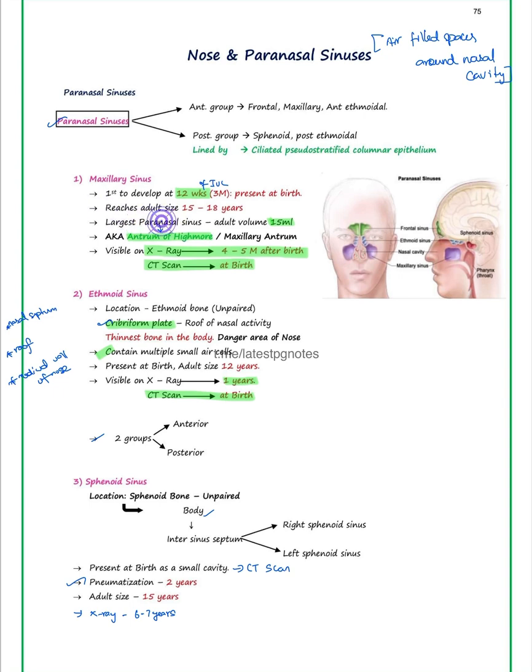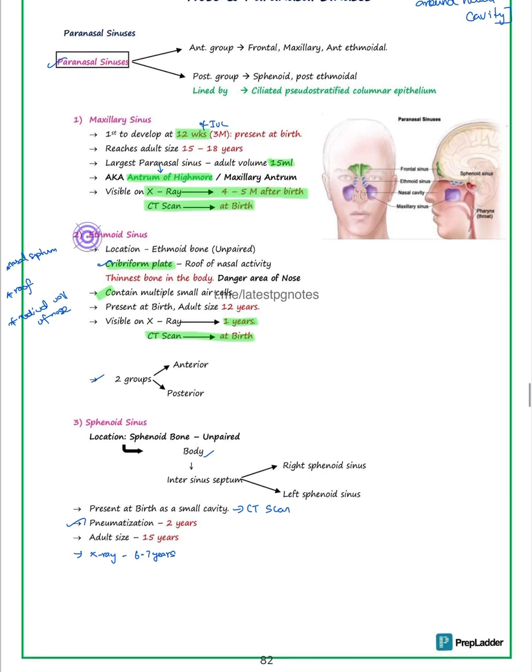It is the largest paranasal sinus. Adult size is about 15 ml. This is also known as the maxillary antrum or antrum of Highmore. Here the largest cell in the maxillary bone is known as the maxillary antrum.